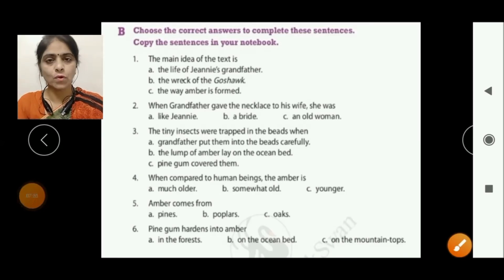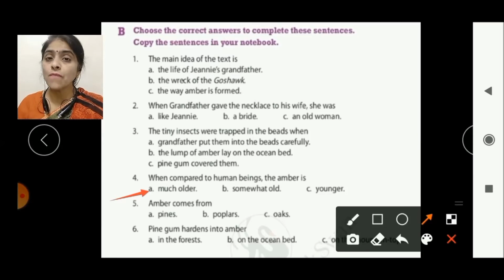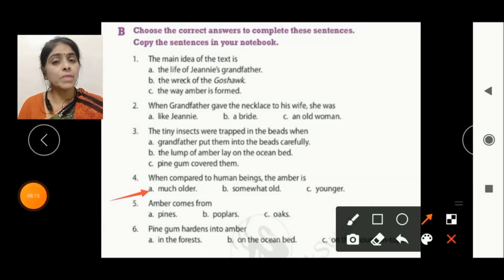Now let's have the fourth one. That is, when compared to human beings, the amber is. So the answer is A, much older. As we know very well that the formation of amber has started a long ago, before a human appeared on the earth. Means the amber has started to form when there was no human beings on the earth.